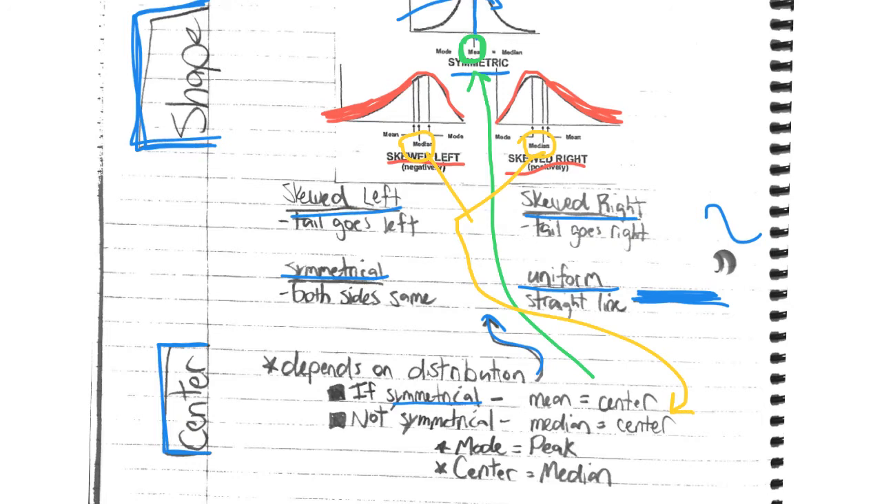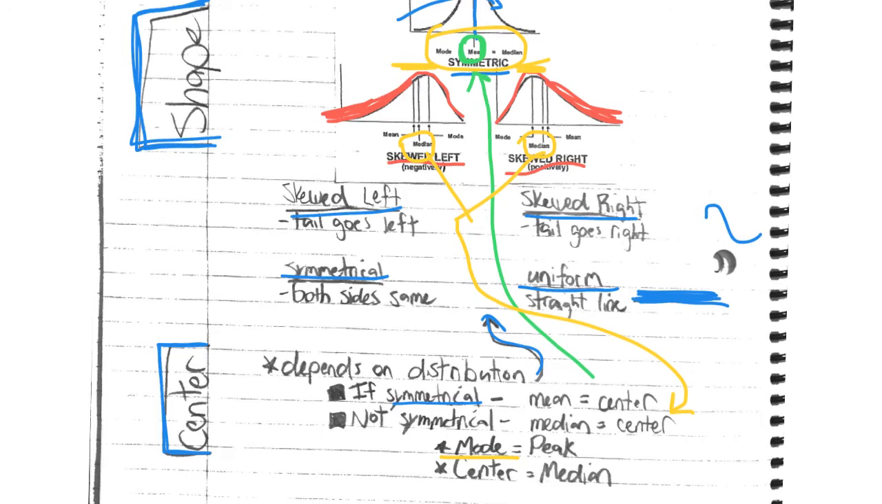Now always your mode is going to be your peak. So when we're looking up here at our peaks, our mode is going to be at the highest point because it's the most. So think about it. It's the most, so it's going to go the highest. Mode, most. And then our center is always our median. So no matter which of the three shapes up above, your median is also your center, even in the symmetrical, because the mean, median, and mode are in the center for symmetrical.